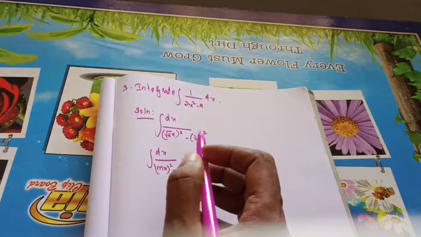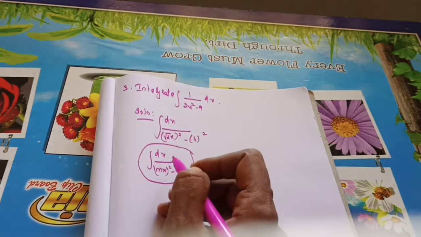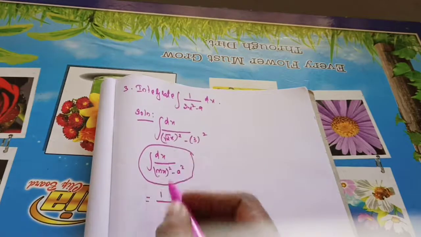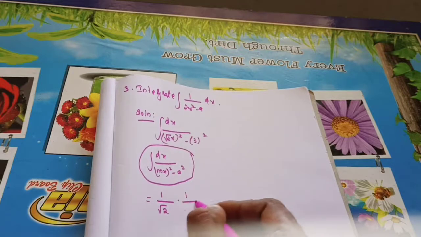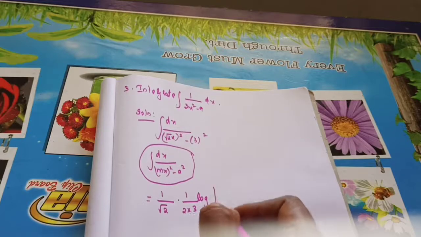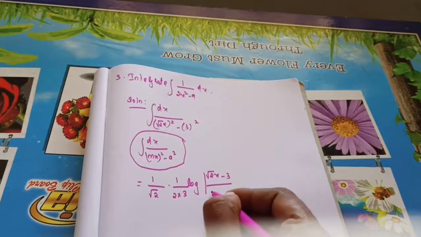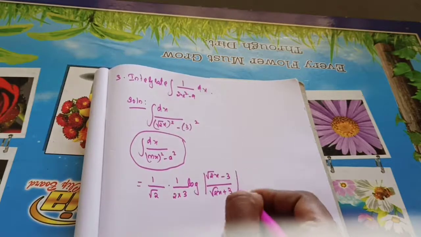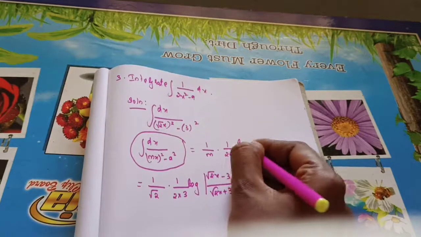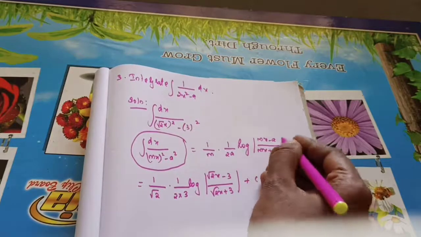When you are substituting in the formula, keep in mind that outside you need to divide by the coefficient. That's the only difference. That is 1 by m, where m is square root of 2, into 1 by 2a log of modulus of mx, in the place of x you need to put mx, divided by a. We need to write down the formula: 1 by m into 1 by 2a log of modulus of mx minus a divided by mx plus a, plus c.